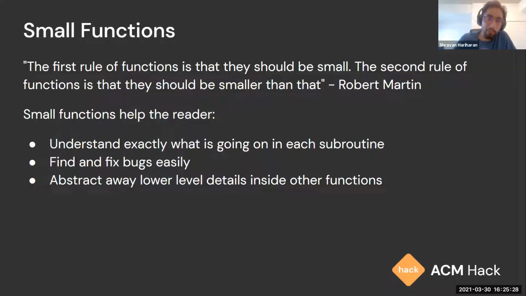Why? Because small functions help the reader understand exactly what's going on in each subroutine, right? There's no confusion because the function itself is small. It's easy to read through and understand. It also helps you find and fix bugs easily, right? If you have a 100-line function and there's a bug within that function, you have to go through all 100 lines to figure out where that bug is. Whereas if you have a bunch of 4 to 5 line functions, it becomes really easy to find exactly where a bug is.